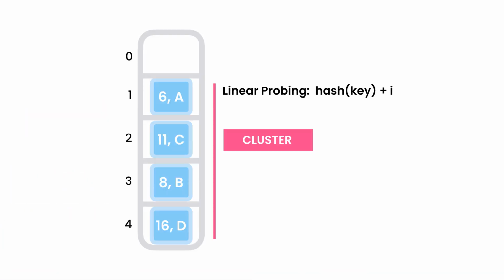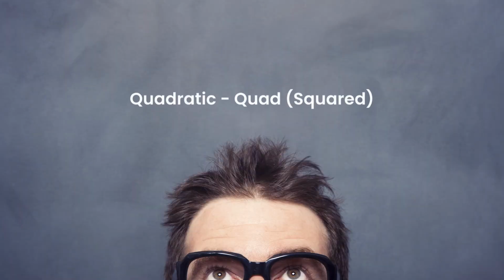As you saw in the last video, clusters can form when we use the linear probing algorithm, and these clusters reduce performance. To solve this problem, we can use quadratic probing. I know, it's a fancy word, but quadratic comes from quad, which means square.